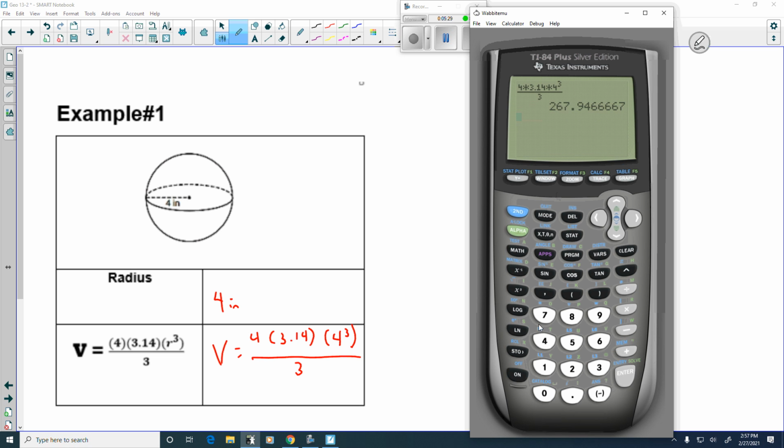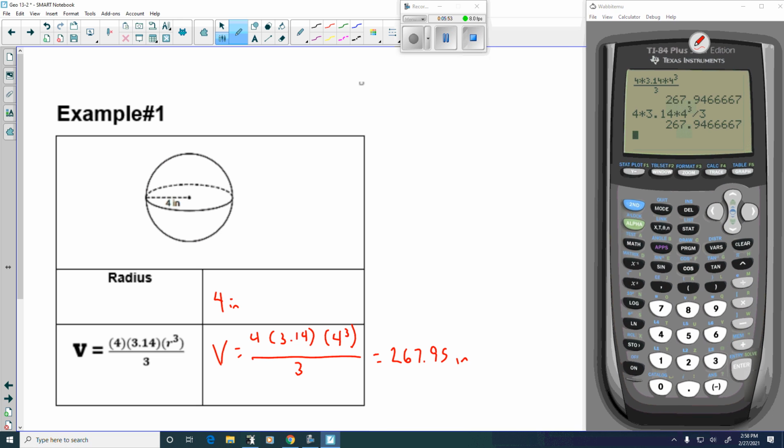If you wanted to, you could actually do it without the fraction function, and it would look like this: 3.14 times 4 cubed. And then when you want to hit divided by, you actually have to use the over arrow and then do divided by 3, and that'll work out and give you the same thing. So the volume here is going to be 267.95, and since it's volume, it's cubic inches.